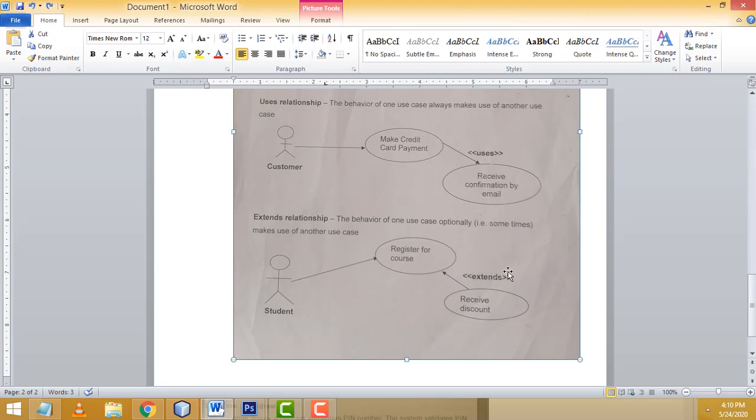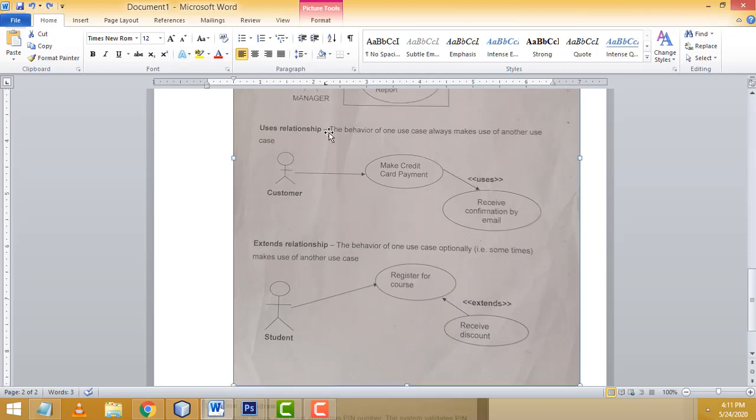Extend means it sometimes happens, right? It does not happen regularly. It sometimes happens, it's occasional, right? That type of thing. A student registers for the course, sometimes they receive the discount. This time we have to put the extends relationship, right? This is the meaning of the extend relationship. This is the use relationship, right?